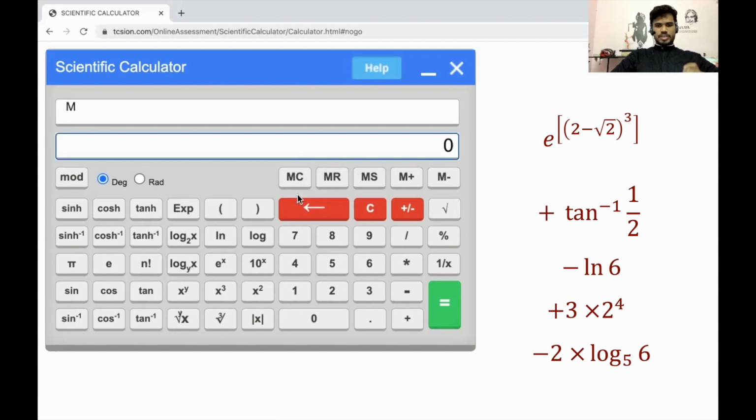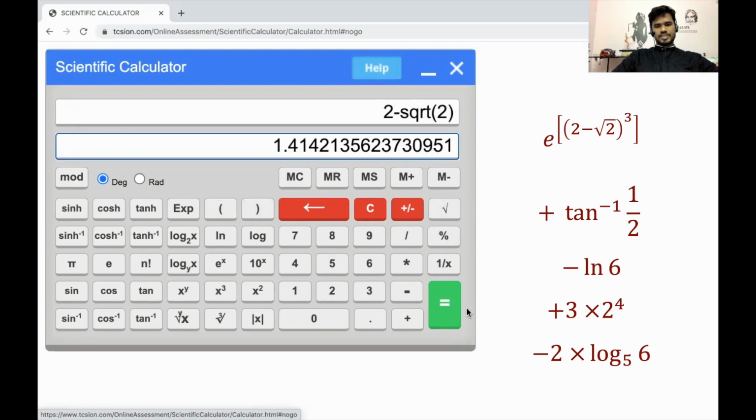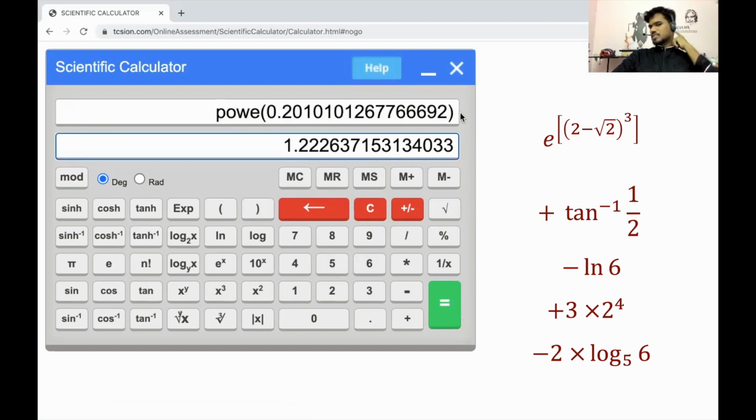Clear memory, clear memory, clear memory. Okay, clear display. So 2 minus root 2. I got this number. So 2 minus root 2, I suppose, is 0.58. Cube of that. I got that. And then we have to do e power of that. So e power this number. Notice this is e power of whatever this 2 minus root 2 cube is. Okay, I found the first term.